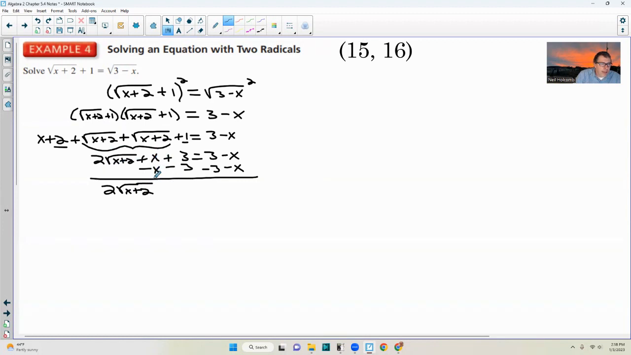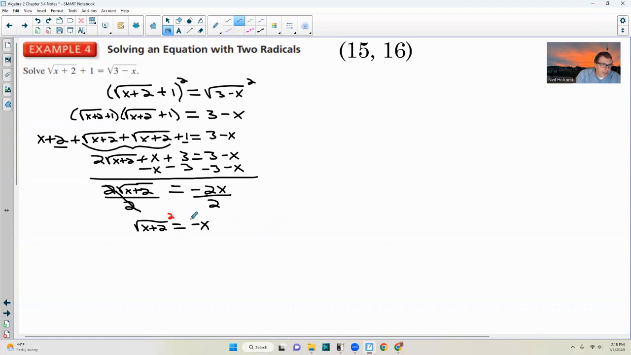And this x minus x is 0. 3 minus 3 is 0, equals 3 minus 3 is 0. Negative x minus negative x is negative 2x. Now I have 2 times a radical. Remember, I'm trying to isolate that radical. Divide both sides by 2. And these cancel. And I get the square root of x plus 2 equals negative 2 divided by 2 is negative 1x. Okay. Now my radical's isolated.